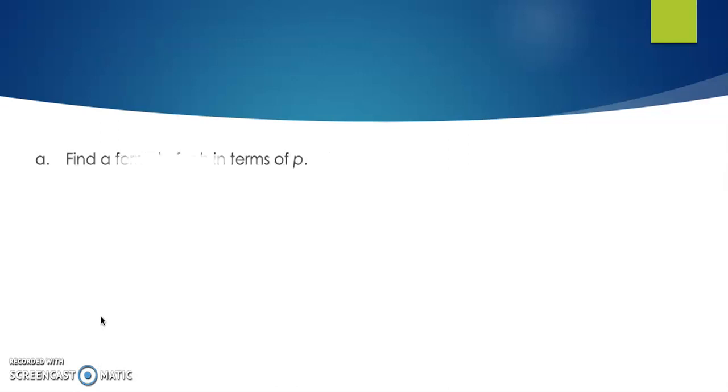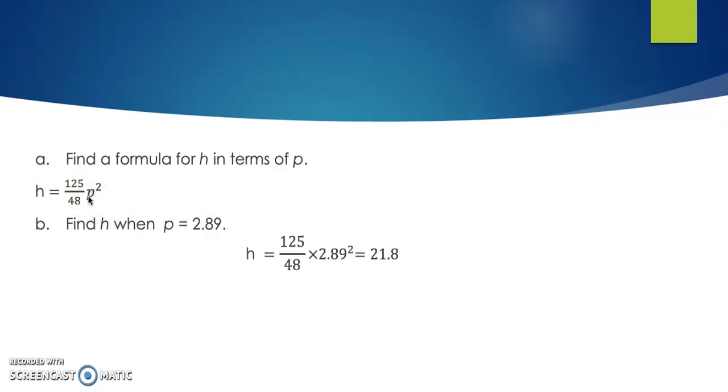Now rewrite the statement. Find a formula for h in terms of p. So what is the formula we got? H equals 125 over 48, which was the value of k, and then p square. We just replace the value of k in this step. Now look at the second part of the question. Find h when p is 2.89. So now you just replace p with 2.89. So we get h is 125 over 48 times 2.89 square, which equals 21.8. Here I rounded the answer to three significant figures.